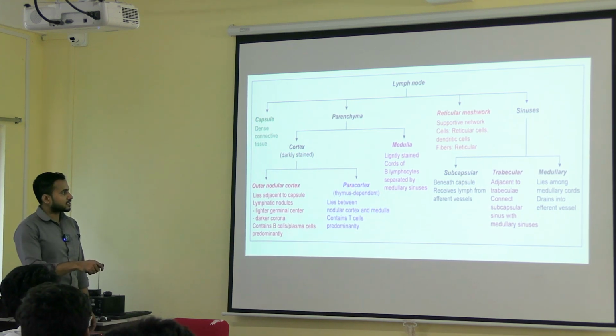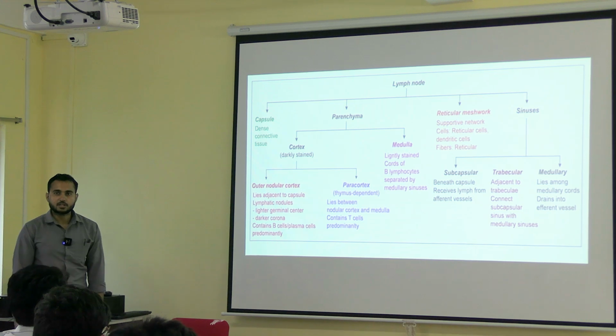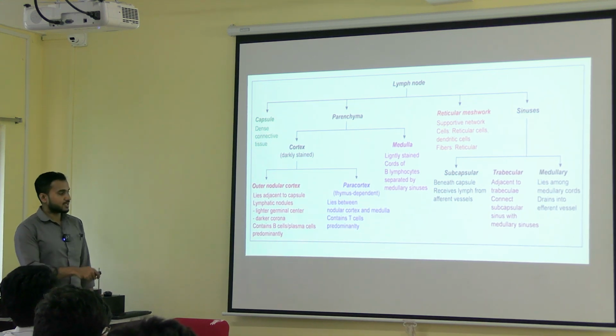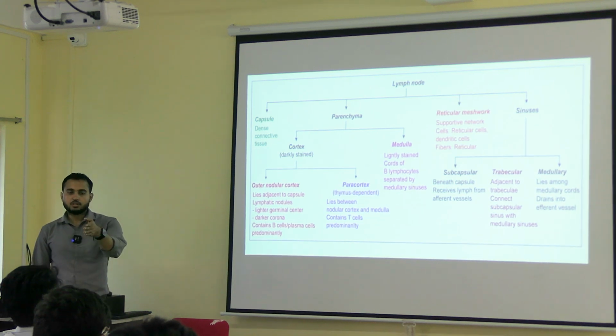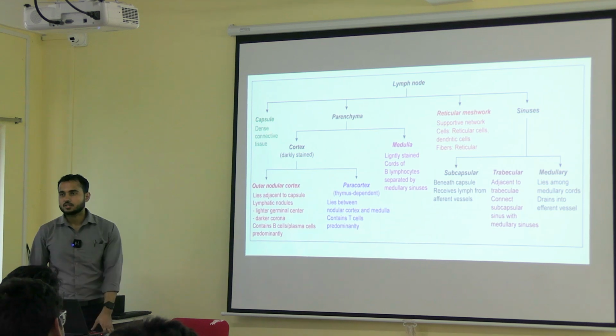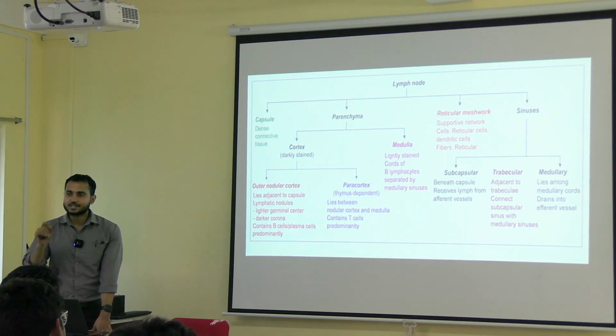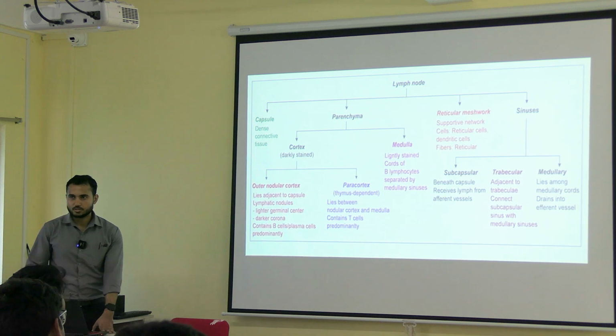Next, the paracortex lies between the outer cortex and the medulla. Now it contains T cells predominantly, that's why it is called as thymus dependent zone. ठीक है, जो आउटर कॉर्टेक्स और मेडुला के बीच में जो कॉर्टेक्स है, that is called as paracortex. It is also called as thymus dependent zone. Why? Because more number of T lymphocytes are present. ठीक है, that's it.